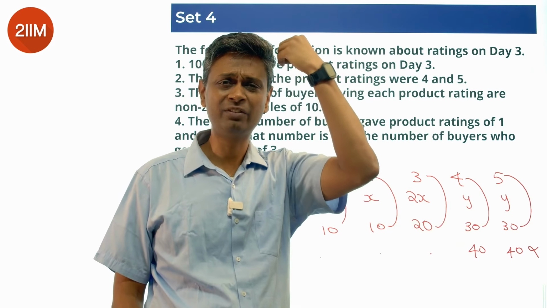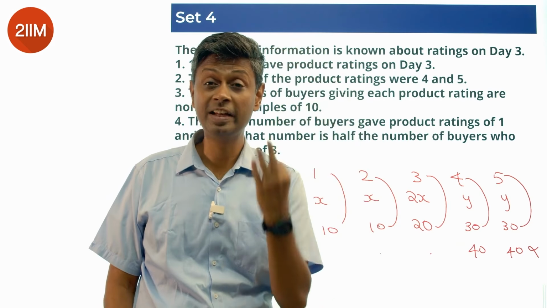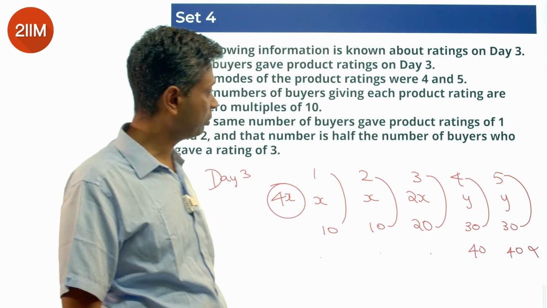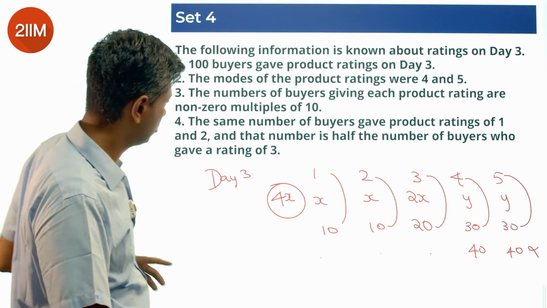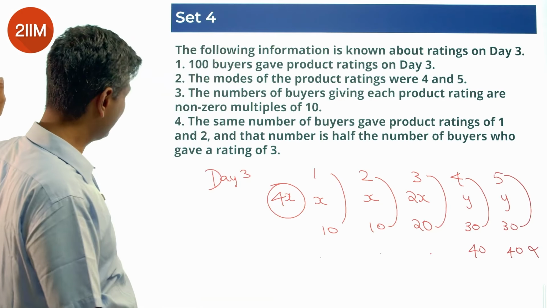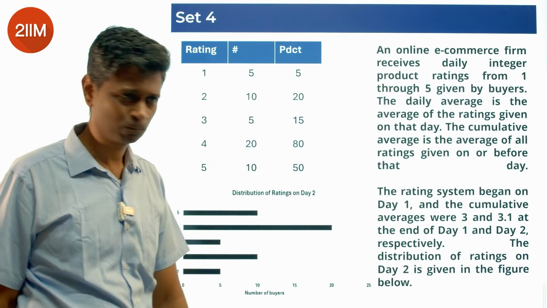So day 3 data we know completely. How many people gave what ratings? Brilliant. Now we can find average for day 3, cumulative, and so on.